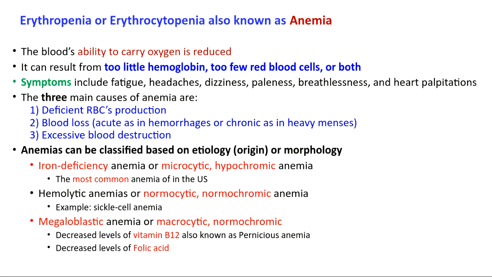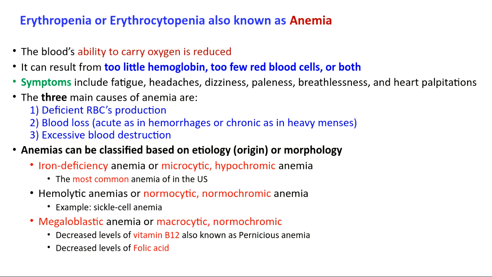The three main causes of anemia start with deficient red blood cell production. The bone marrow is unable to make them because either the bone marrow is sick or does not have what it needs to make the red blood cells. It does not have the iron that needs to be present in the hemoglobin. So if there's not enough iron, then it cannot make hemoglobin, then it cannot make red blood cells. So, deficient red blood cell production.